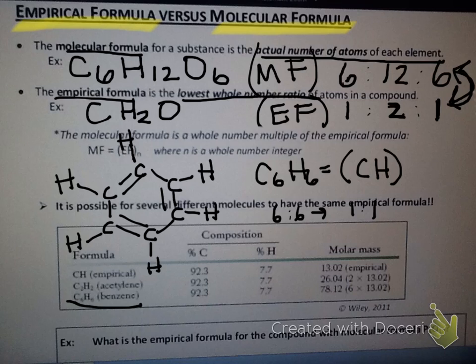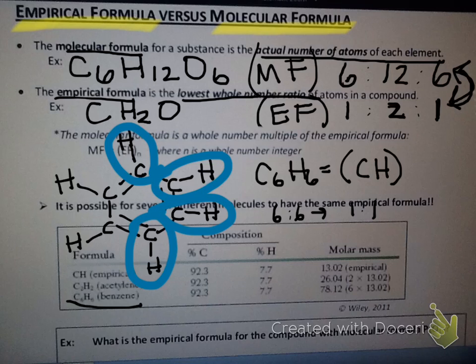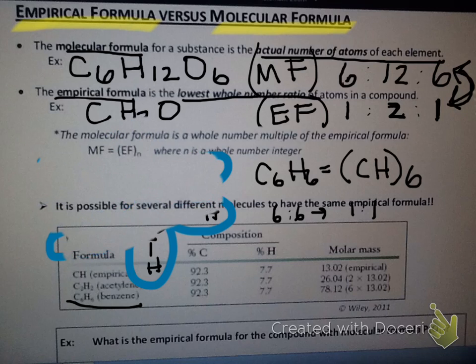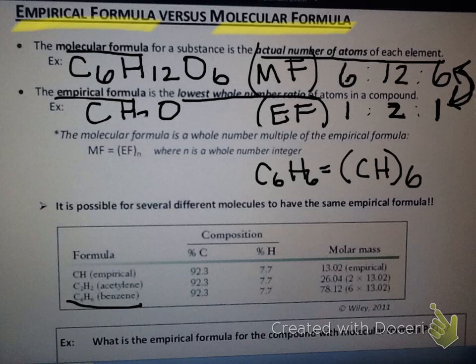But how many times is CH repeated in the molecule? 1, 2, 3, 4, 5, 6. There are 6 CHs inside of C6H6. I think you got that number probably without even seeing the molecule, but sometimes I think it's fun to see the molecules. I'm an organic chemist. All right, so there's benzene. The empirical formula is repeated 6 times in benzene. So, a 6-to-6 ratio, a 1-to-1 ratio.